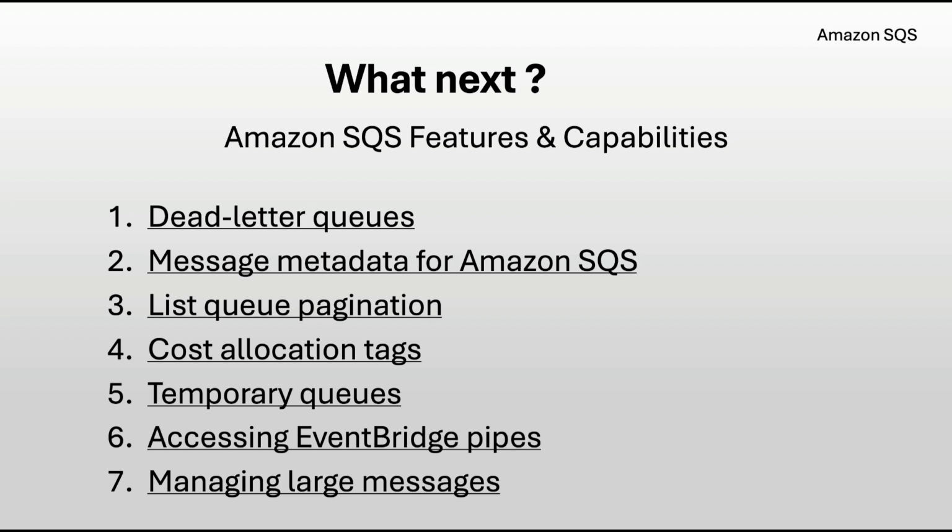In the next tutorial, we are going to talk about dead letter queues, message metadata, list queue pagination, cost allocation tags, temporary queues, accessing EventBridge Pipes, and managing large messages. So we are going to explore all these different kinds of Amazon SQS features and capabilities.